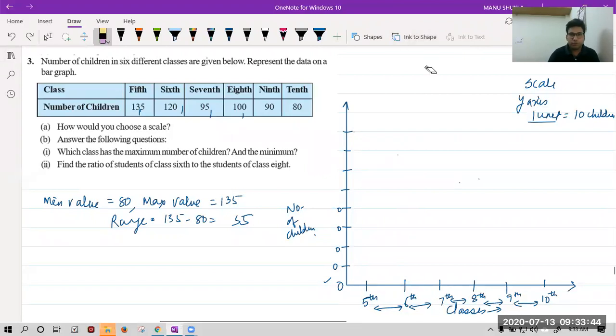Now okay, let me take a different color for you this time. Okay, so this time I will use a kink over here and start with 80. So this value I am taking as 80, 90, 100, 110, 120, 130, 140, 150, and last it is done.